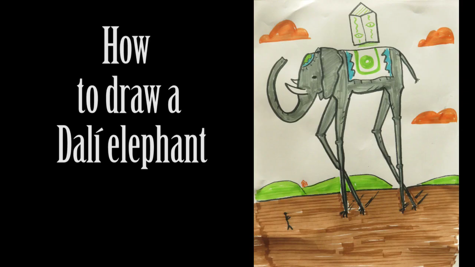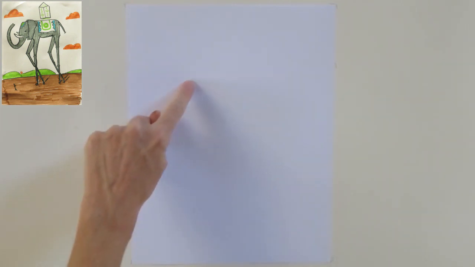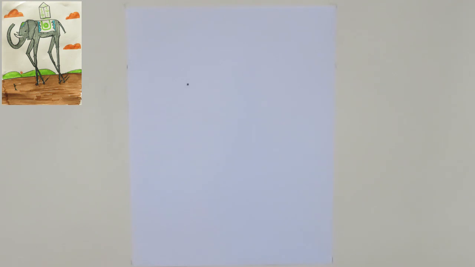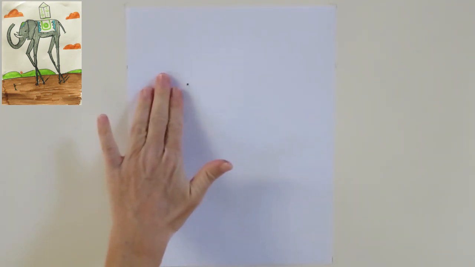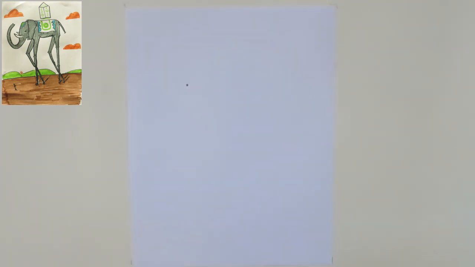How to draw a Dali elephant. First, let's decide where you want to put your elephant. I'm going to put my paper portrait or tall and have him fill the page. Start by putting a dot for the eye. I'm going to put mine about here. That way he has space for his head and trunk, for carrying something on his back, his body, and his tall legs.